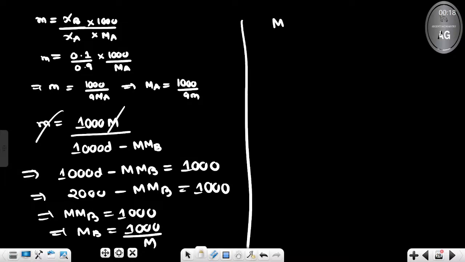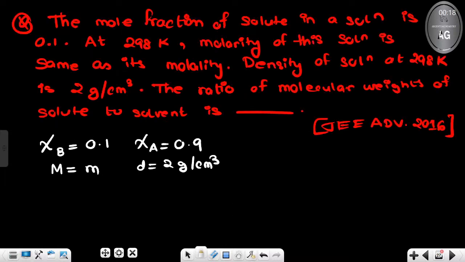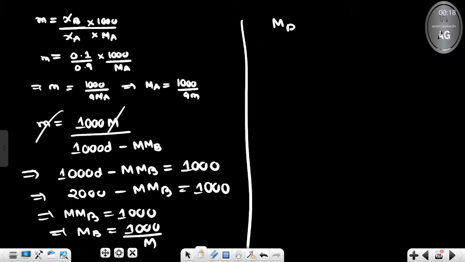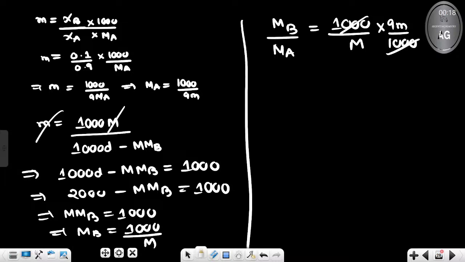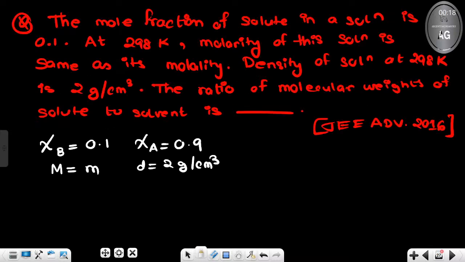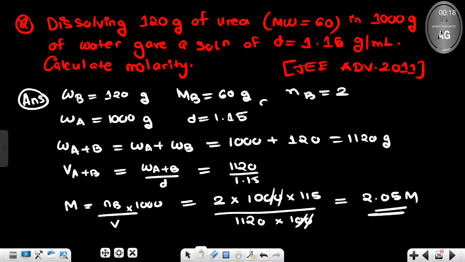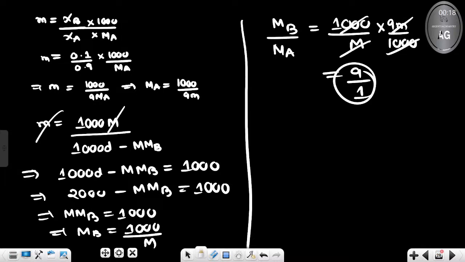What was asked in the question? The ratio of molecular weight of solute to solvent. So I have to calculate Mb by Ma, solute to solvent. So 1000 divided by M into 9M divided by 1000. 1000 cancels off. M and M will also cancel off because they are the same. So the answer is 9 by 1. If it is an integer type question, the answer will be 9.